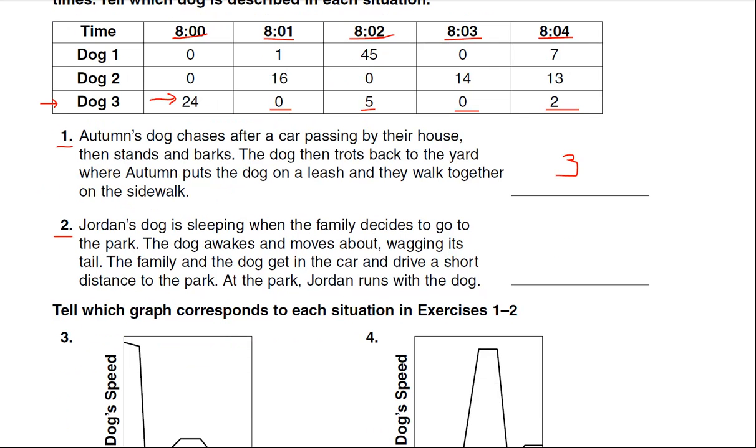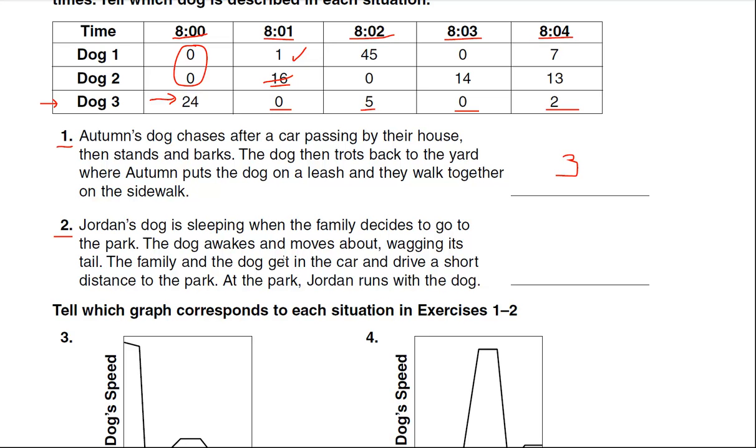Alright, reading the next one. Jordan's dog is sleeping when the family decides to go to the park. So it could be either dog 1 or 2, because here they're both not moving. So 0s because the dog is sleeping. The dog awakes and moves about. So looking at the numbers here, waking up and moving about, looks like this one, just going 1 mile per hour, not running at a pretty high rate of speed, 16 miles per hour. Probably not that one.